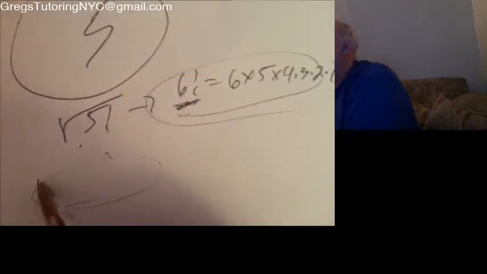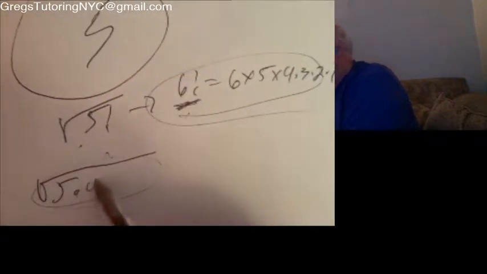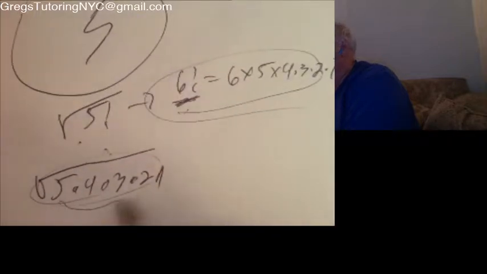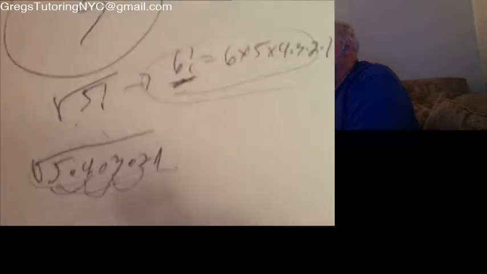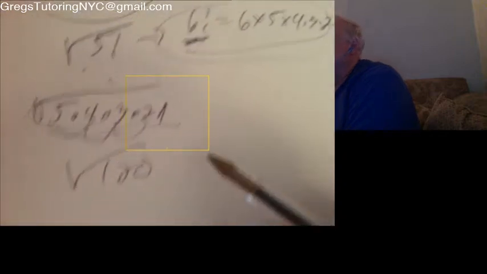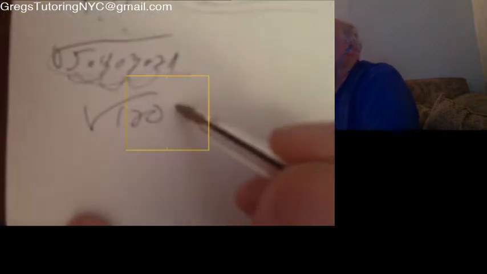So when we have the square root of 5 factorial, what we're looking at is 5 times 4 times 3 times 2 times 1. If we multiply these out, 5 times 4 is 20, times 3 is 60, times 2 is 120, so we get the square root of 120. Now, on some tests or some forms, this is acceptable. The question is, can we simplify this in any way?